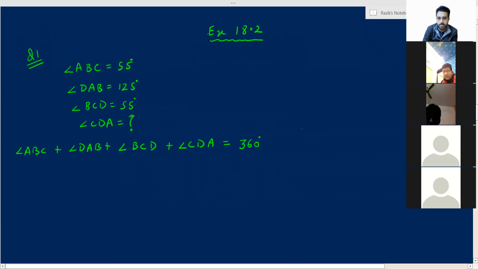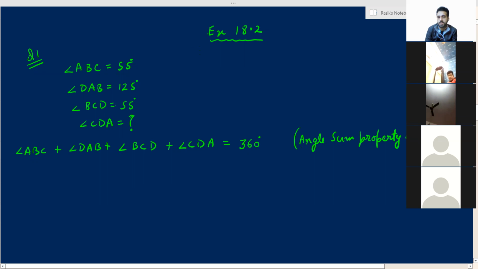See this. Angle sum property of quadrilaterals. ठीक है, short form लिख दिया मैंने. So this is the reason that you will write in your copy also in a bracket.